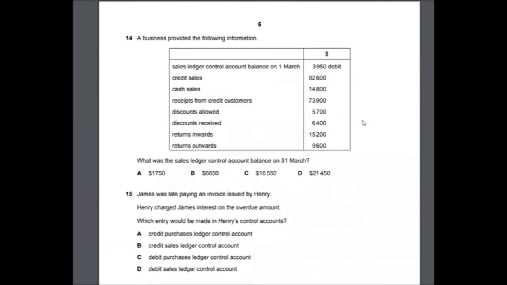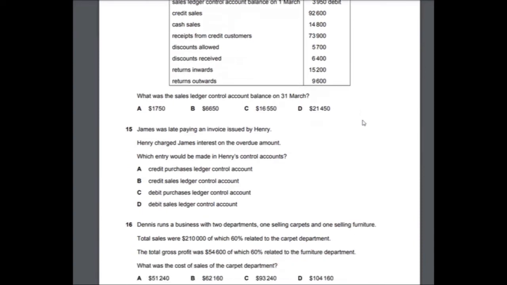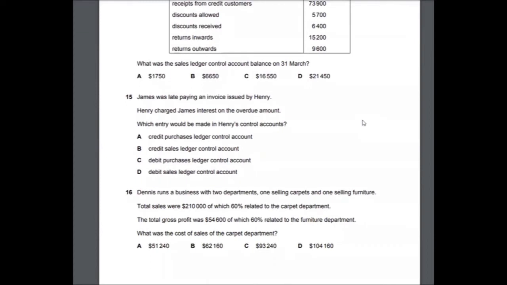The correct answer to multiple choice 14 is actually option A, 1750. So you will get an answer of 1750. If you don't know the format of the sales ledger control account, just Google it or refer to your notes, refer to your books. You will find that it's not a difficult question at all.